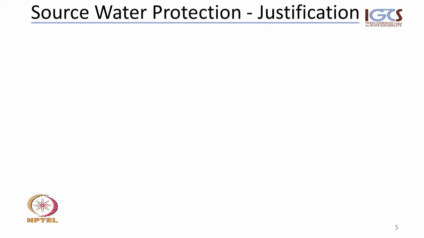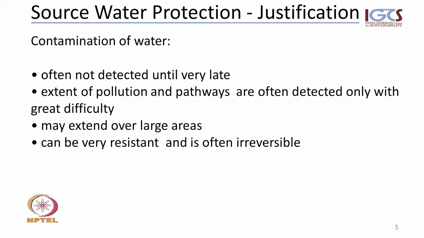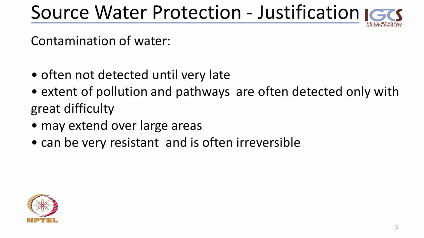Now, why do we want to do source water protection in the first place? It is for the reason that contamination of water is often not detected until very late. The extent of pollution and pathways are often detected only with very great difficulty. Can be very resistant and very often irreversible.